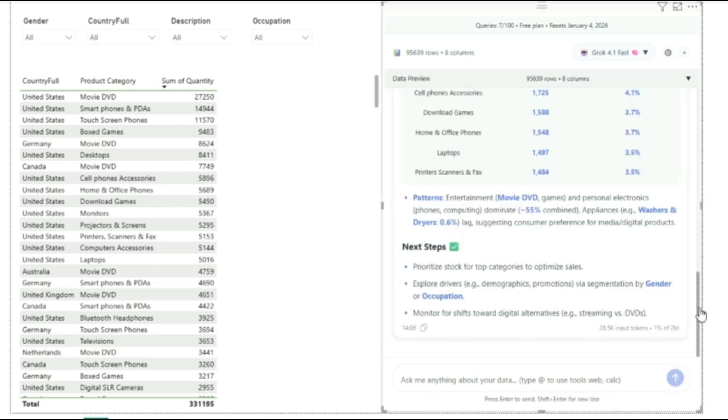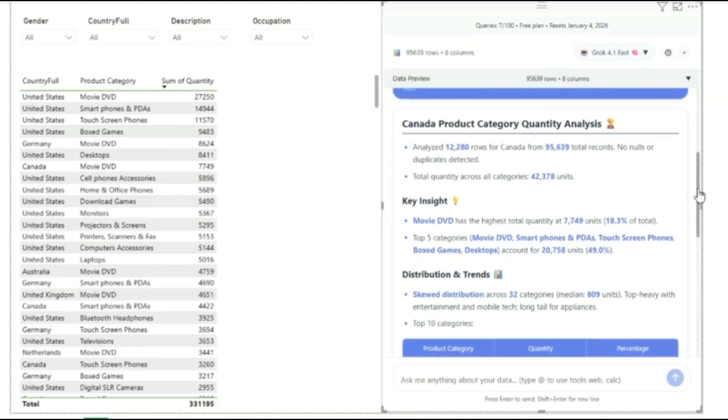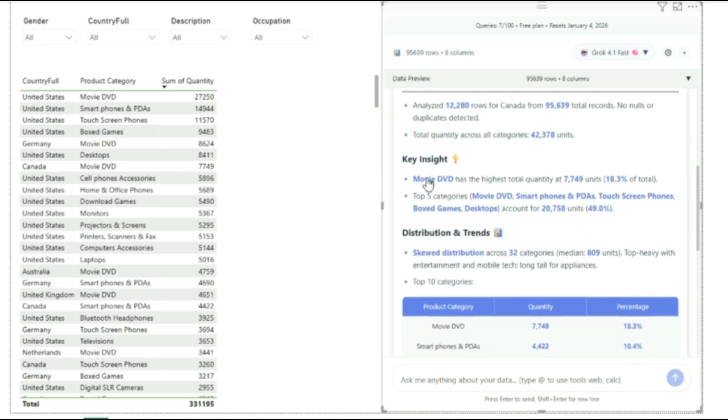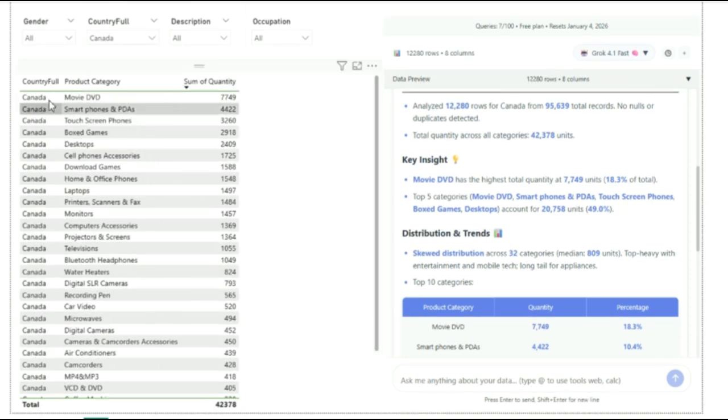Grok 4.1 Fast completes its analysis quickly and correctly identifies movie DVD as the top product category. Validating this directly in the data confirms the result. Movie DVDs total 7,749 units, representing about 18% of all quantity, making it the clear leader.